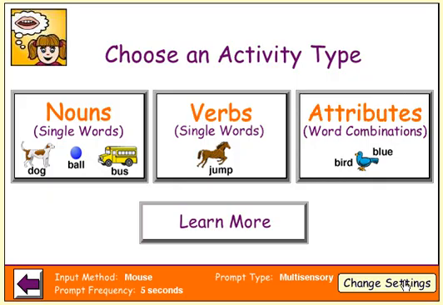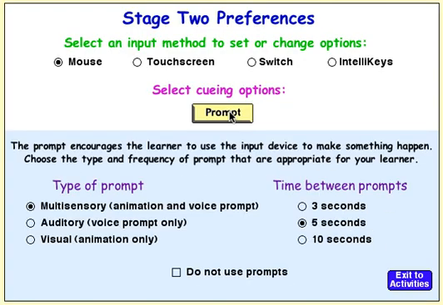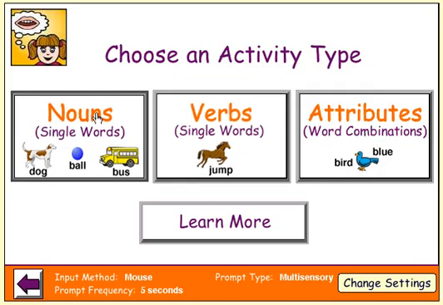Just a quick peek at the settings. They're the same as we had before. We want that same consistent behavior, but this time we'll do a 5-second prompt, which is our default, but this time we're changing the activities into a more language rich environment. We'll start with nouns.